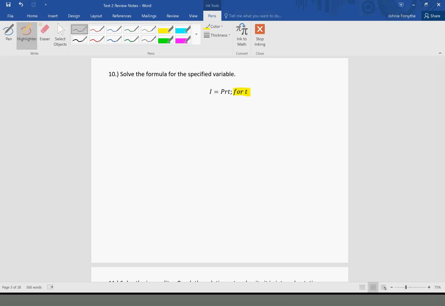So here's my, let me write this a little bigger. I equals P R T. And I'm solving for T. So I want this T to be by itself. So right here I have P times R times T. To get T by itself, I'm going to divide by PR.